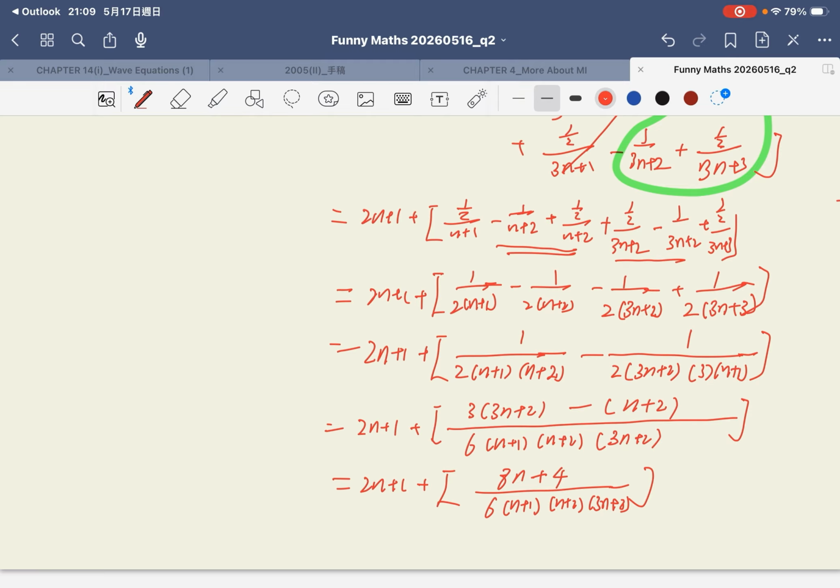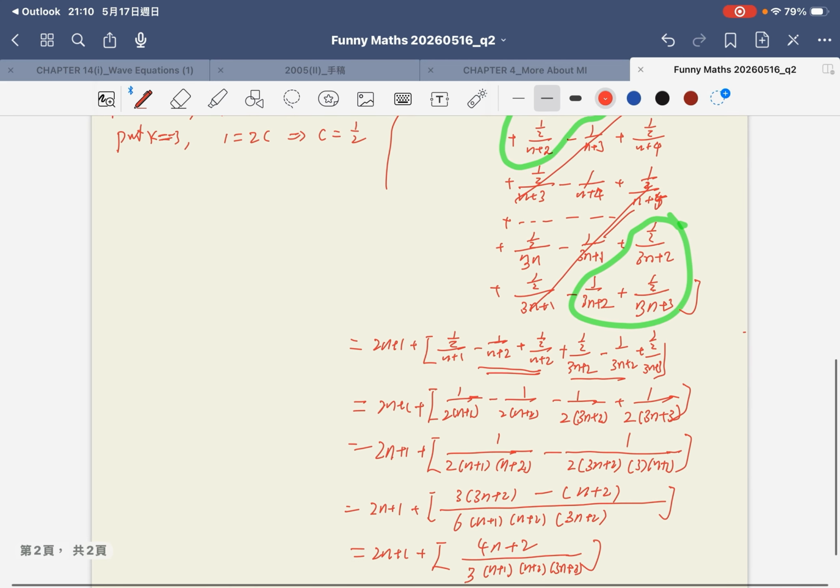And you can see that this is 3, and this can be cancelled, leaving 4n plus 2. The answer is crazy, very simple.